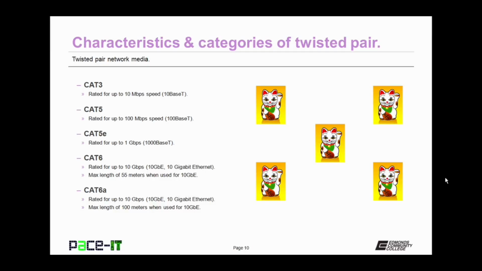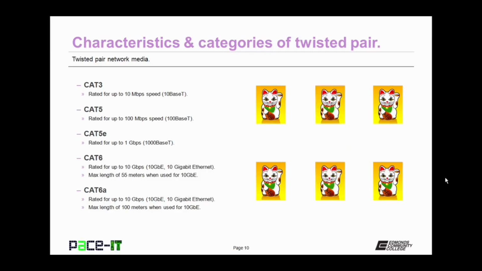Cat5 couldn't keep up with modern networking, so along came Cat5e. It's rated for up to 1 gigabit per second. That's 1000BASE-T networking. And of course, technology moves on, so we had to come up with Cat6. It's rated for up to 10 gigabits per second. That's awfully fast, by the way. That's 10GbE, or 10 gigabit Ethernet networking.